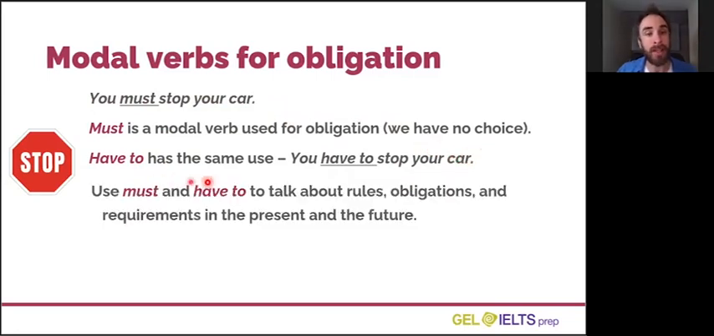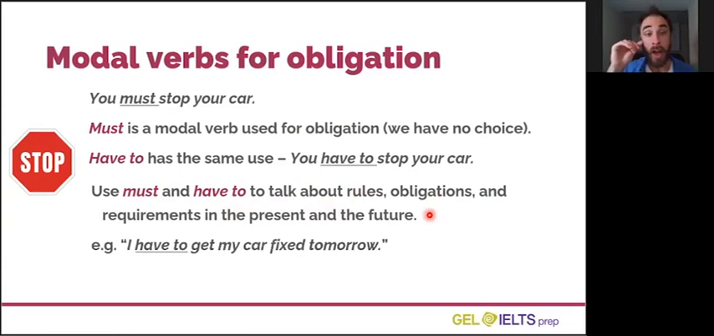We use must and have to talk about rules, obligations, and requirements in the present and in the future. For example, I have to get my car fixed tomorrow. This is not a rule, but it is a personal obligation or a personal requirement.